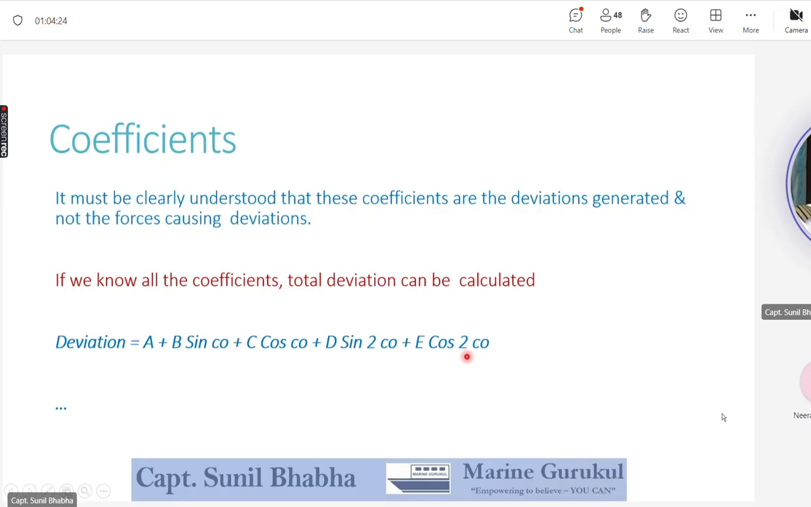Once you have understood this, it becomes very easy to understand the procedure of correction of the compass. The correction of the compass is basically counteracting these coefficients one by one. And this is what we will be doing further. We will be understanding these coefficients, what are the causing factors behind these coefficients, and then we will be seeing how we can counteract or cancel out these coefficients so that the deviation remains minimum possible.